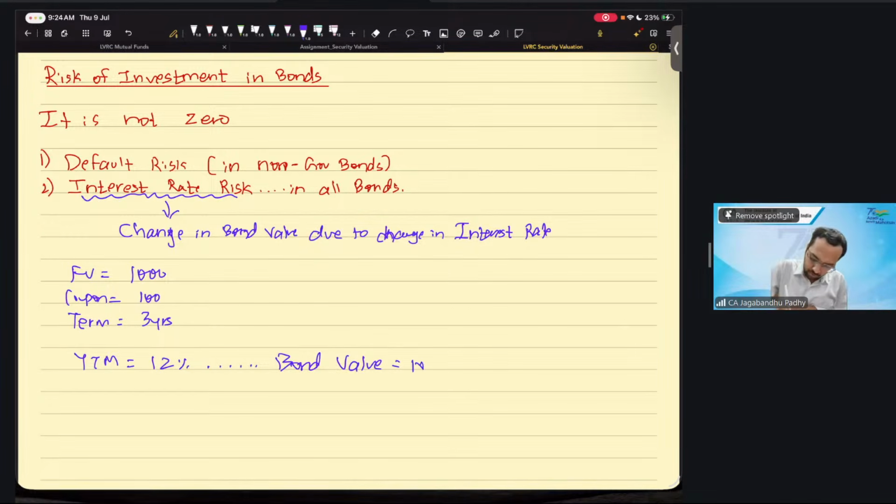Bond value is simply going to be 100 coupon multiplied by present value annuity factor at 12%, and to that you're going to add 1000 into present value factor at 12% for 3 years. What is the bond value at a YTM of 12%? It's 951.960.